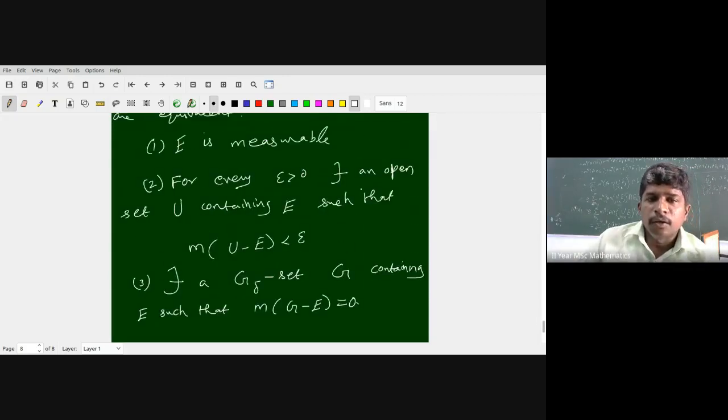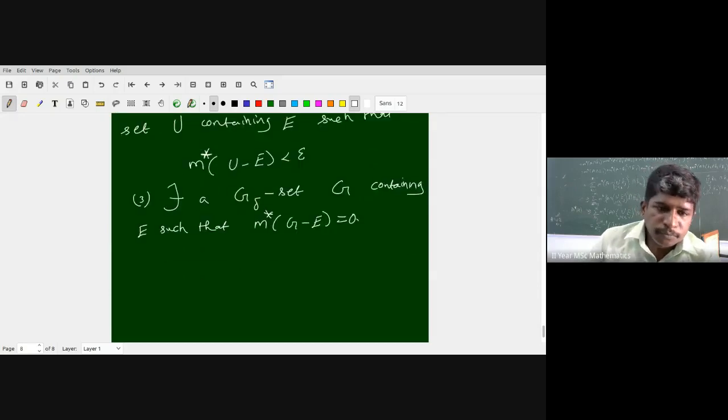Here the statement is about the set E and the set U, but U is an open set, so no problem about the measurability of U. If we assume E is measurable, then M of E exists and U minus E is measurable. But if we consider 2 alone, we don't know whether U minus E is measurable or not. First of all, we don't know whether E is measurable or not. So we only say that the outer measure of this is 0.